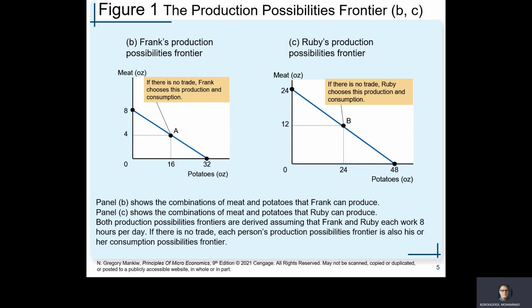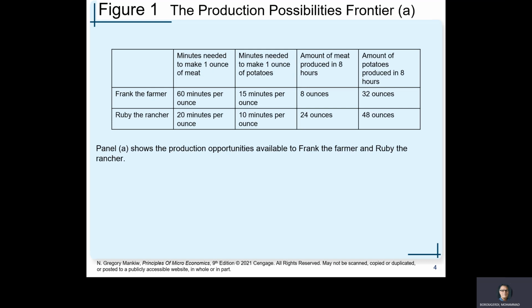All right, let's go back to here. Let's say this is Frank, okay? At this row here, Frank, the farmer, takes 60 minutes to make 1 ounce of meat and 15 minutes to make 1 ounce of potato. Or we can multiply it to make it 8 hours, 1 day of work. He can do either 8 ounces of meat or 32 ounces of potato.